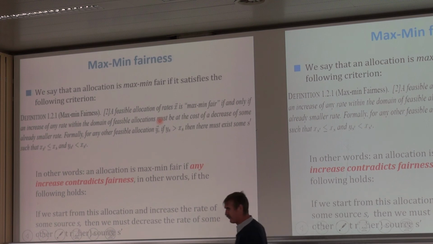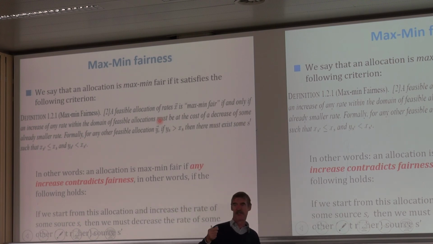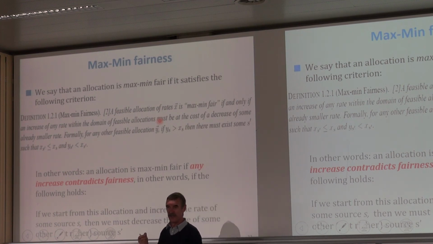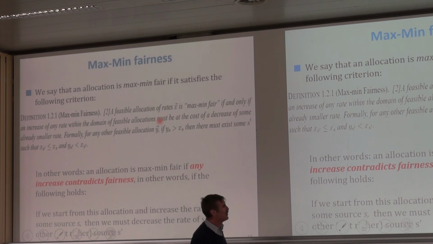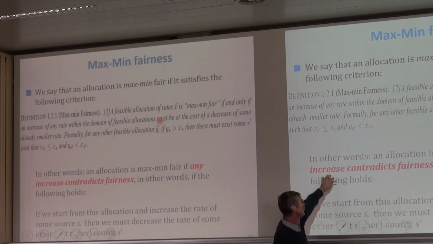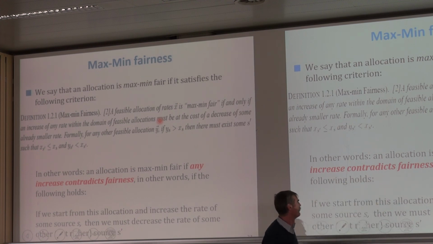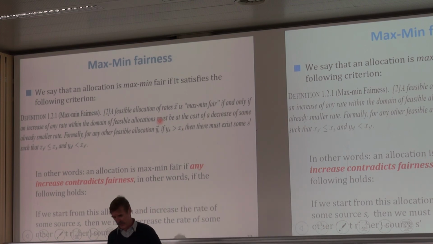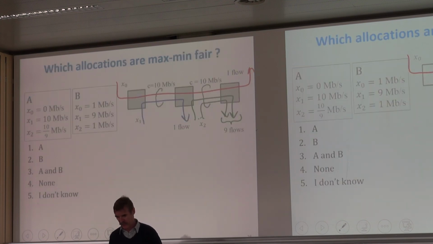So I have an allocation. I give a number to everyone. Then it is max-min fair if it's impossible to increase someone without decreasing someone who should not be decreased. Because if you want to be fair, why would you decrease s prime if s prime already had the same as s, or even worse, less? So in other words also, we can say an allocation is max-min fair if any deviation that would increase one source will force you to do that against fairness. I admit it's a bit complicated, but let's see on this example.